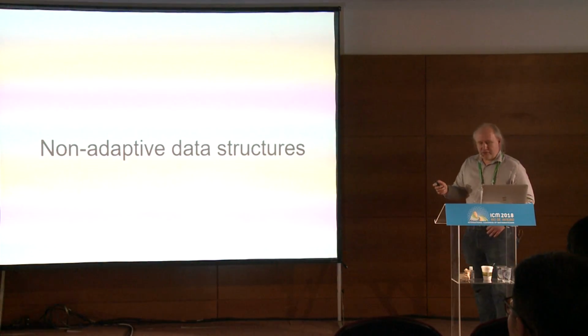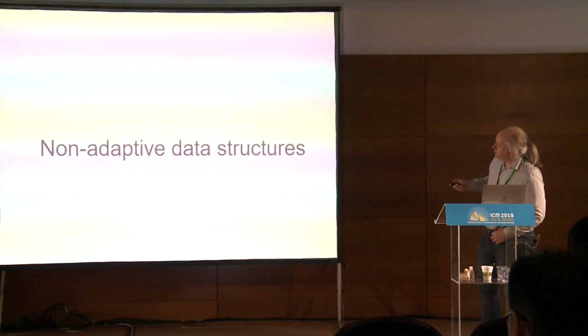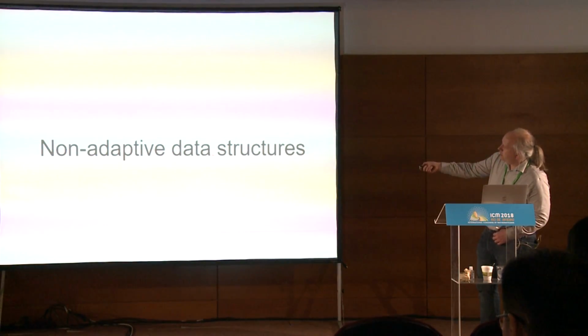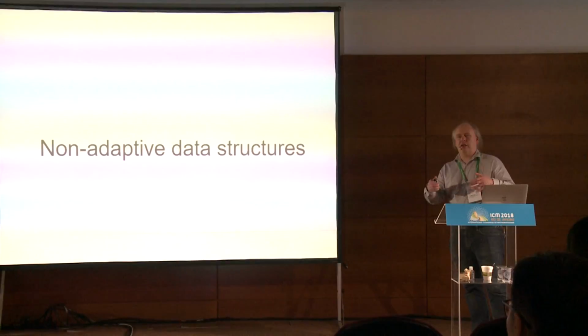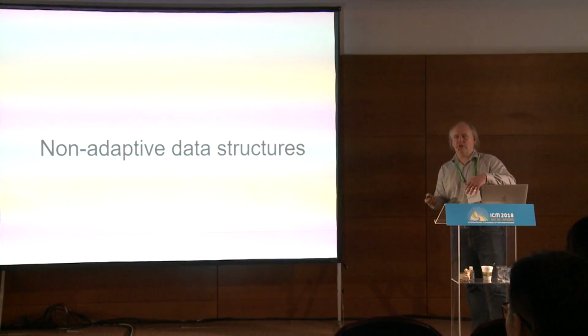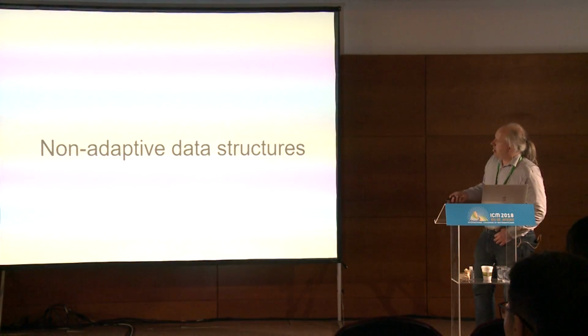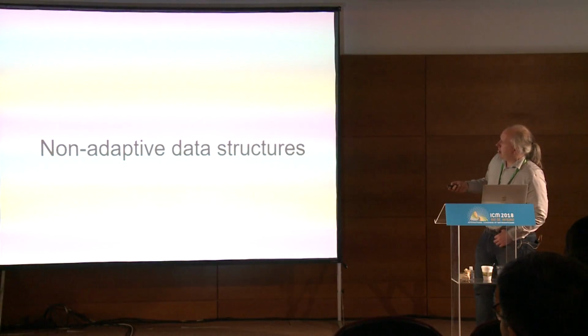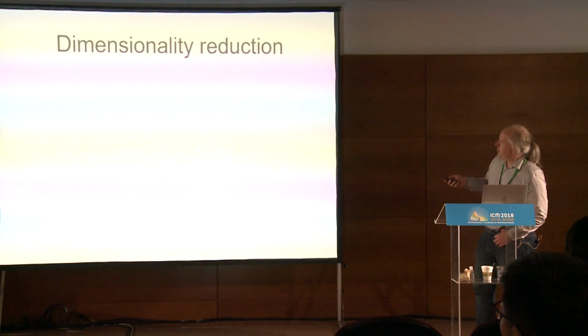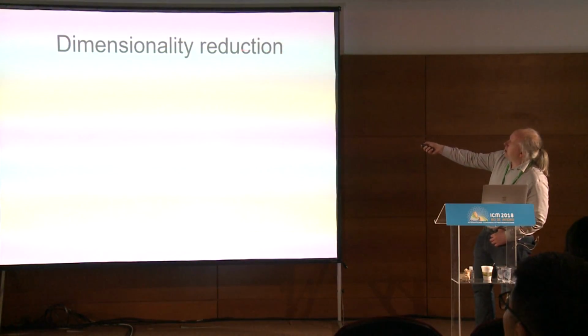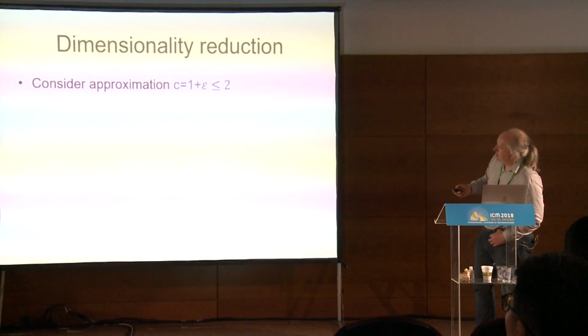All right, so let's start from the non-adaptive data structures. Now, I should define what non-adaptive means, but I will postpone it until 2 slides from now. Instead, I will start from describing perhaps the simplest approach to high-dimensional approximate nearest neighbor search, which goes through dimensionality reduction. Okay, so what is the idea here?